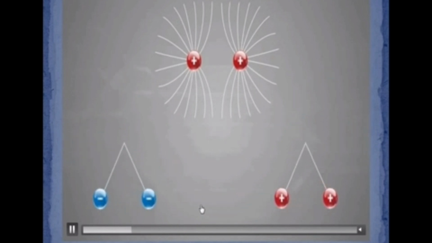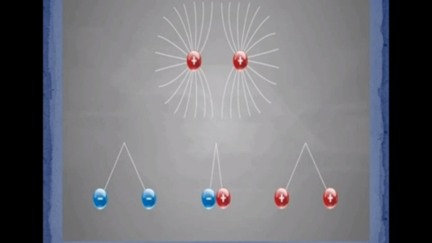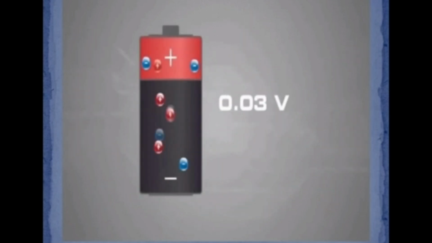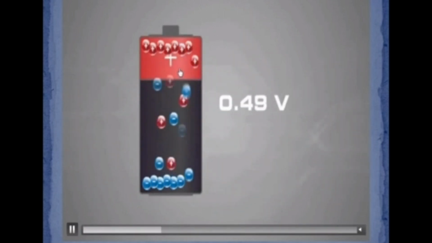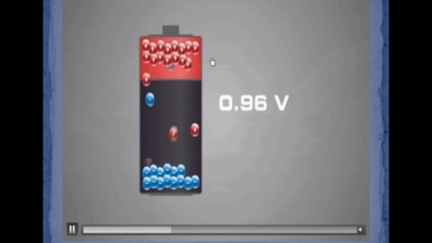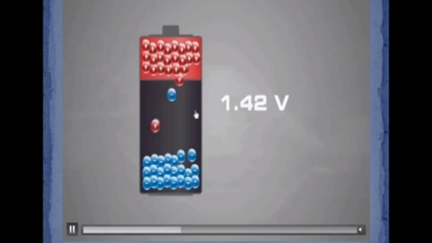You know that 2 positive charges repel each other, 2 negative charges also repel each other, but opposite charges attract each other. In the cells, the positive and negative charges are arranged at the 2 ends. The potential difference between the 2 ends is called electromotive force. 1.50 is the potential difference between these 2 ends. It is required for the flow of charges from one end to the other.